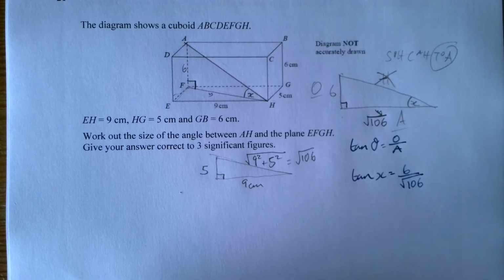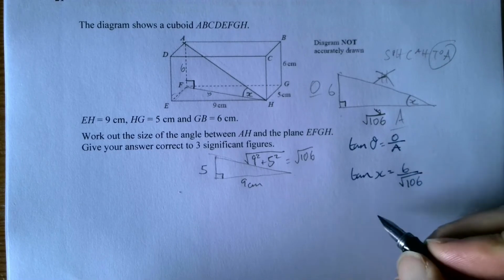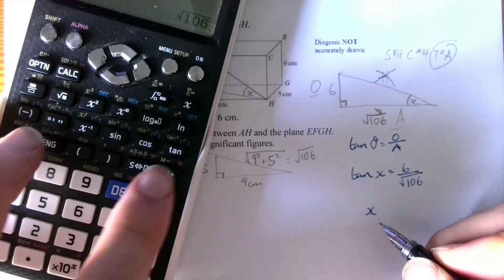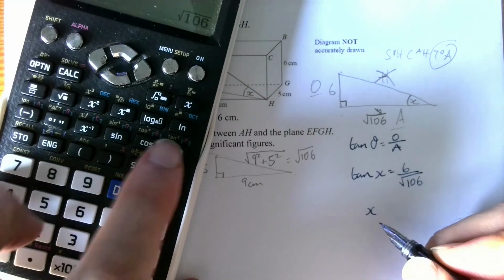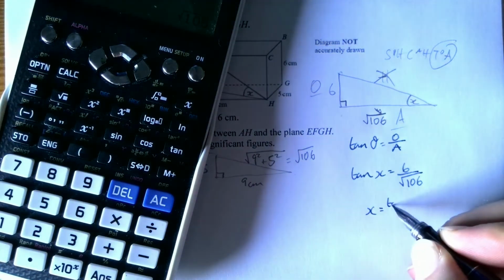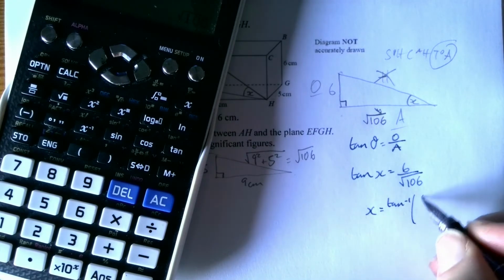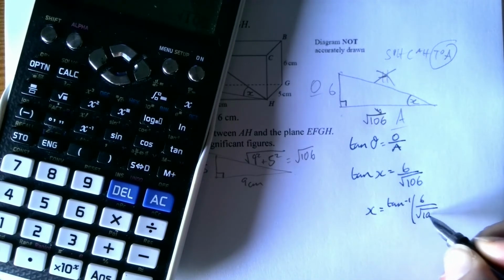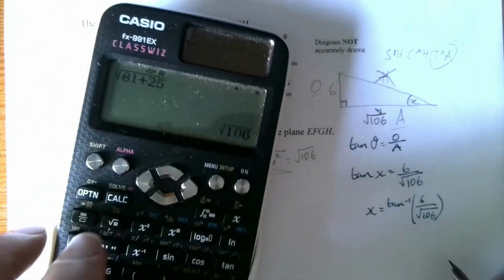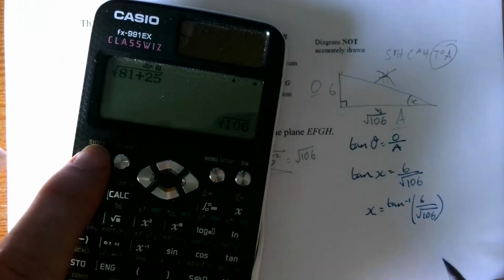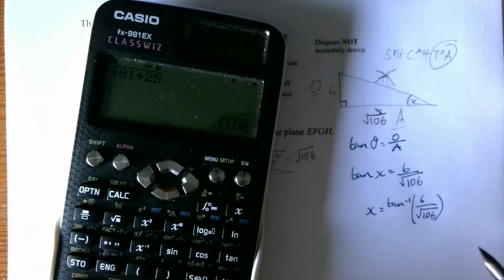But we don't want tan x, we want what the angle is. So we need to divide both sides by tan. If you've forgotten what that means, if you look at your calculator, just above the tan it says tan to the minus 1. So if you get confused, have a look at your calculator, it might jog your mind on something. 6 over root 106, like that. And that's what we put into the calculator, that's all your working that you would need to have shown. In fact, if you've got that, you'll have all the marks apart from 1.